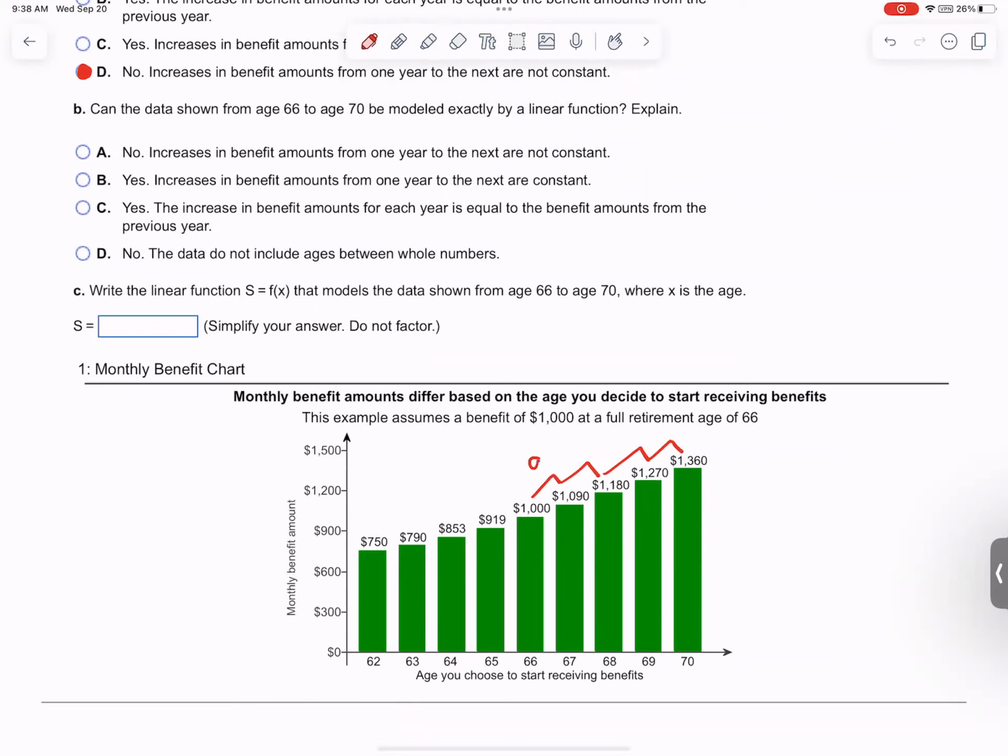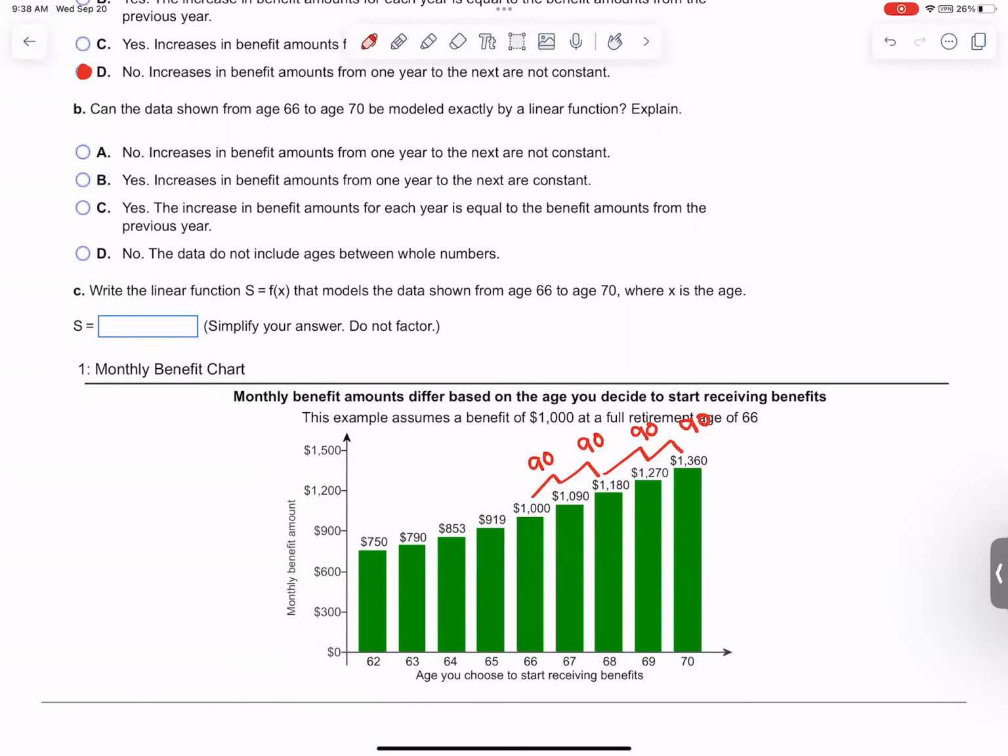We got a $90 difference here. So from 66 to 70, each year, the difference in the amount of money, the benefit, is exactly 90. So the answer is yes. It can be modeled exactly from age 66 to 70.